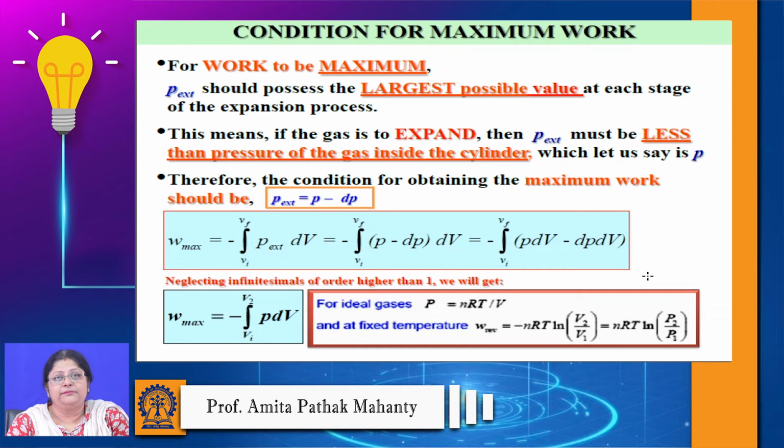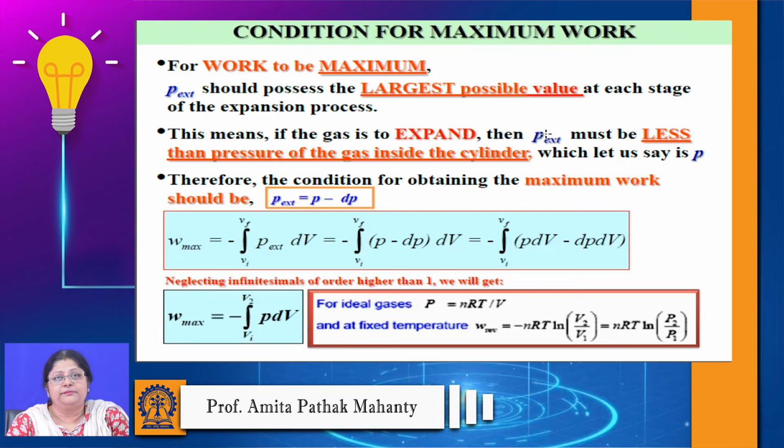If this always has to have its highest value, and I have to expand, some gas is going to expand. Okay. So how can the gas expand? The gas can expand if the pressure inside the gas is more. If the pressure inside the gas is, let it be P, then what should P external be? Because P external should have its largest value, the P external will be less than the pressure of the gas inside. But by how much? Because it's expanding, the gas is pushing the lid.